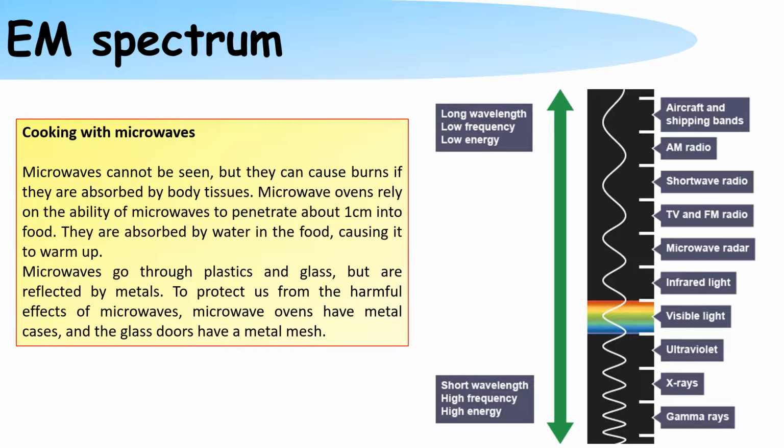Microwaves cannot be seen, but they can cause burns if they are absorbed by the body tissues. Microwave ovens rely on the ability of microwaves to penetrate about 1 centimeter into food. They are absorbed by water in the food, causing it to warm up. Microwaves go through plastics and glass, but can be reflected by metals.